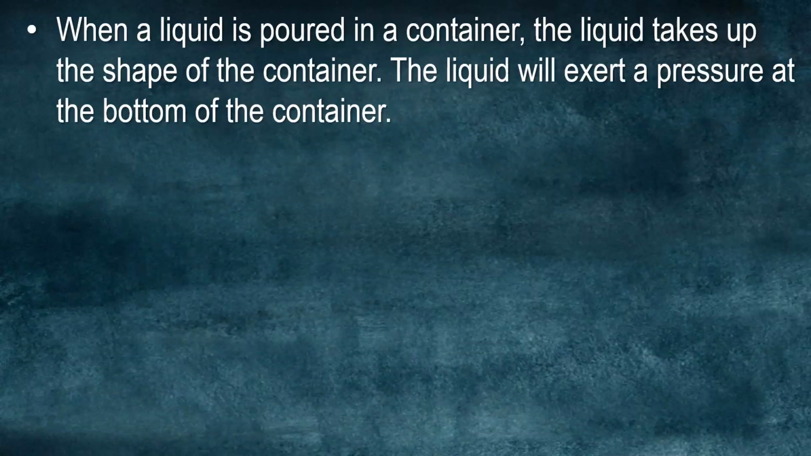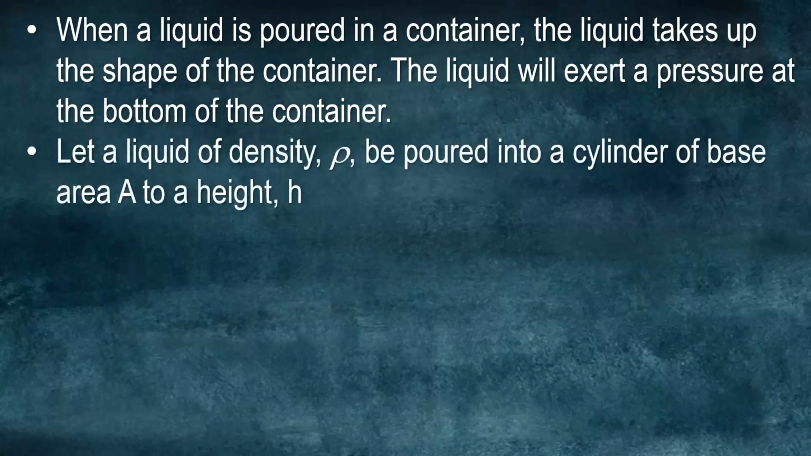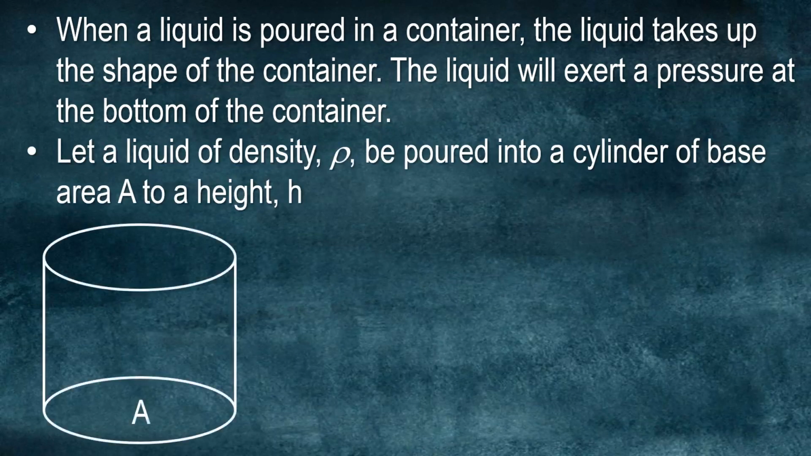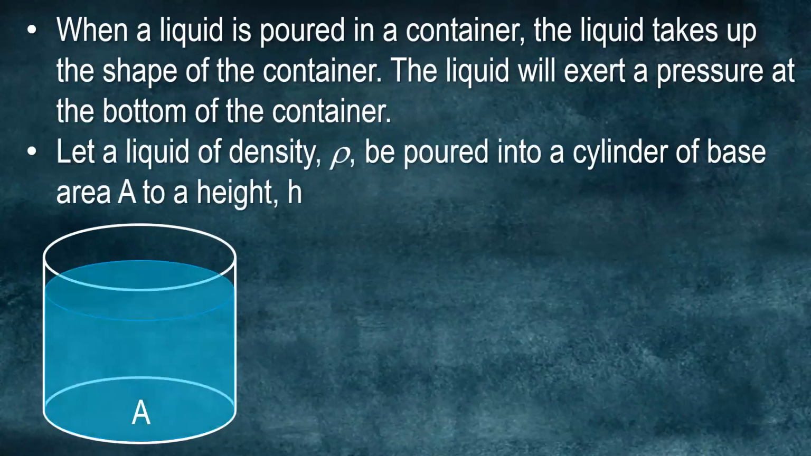When a liquid is poured in a container, we all know that the liquid takes up the shape of the container, and the liquid will exert a pressure at the bottom of the container. So let a liquid of density rho be poured into a cylinder of base area A to a height h. Here we have a cylinder, the cross-sectional area is A, and we are pouring in a liquid, maybe water, to a height h. Now we want to determine the pressure that this liquid will exert at the bottom of the container.